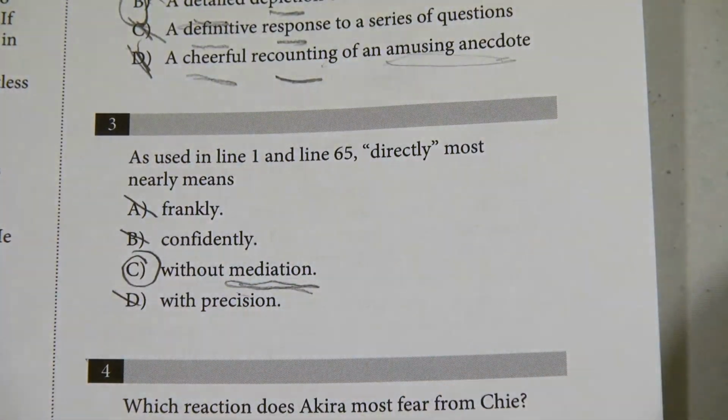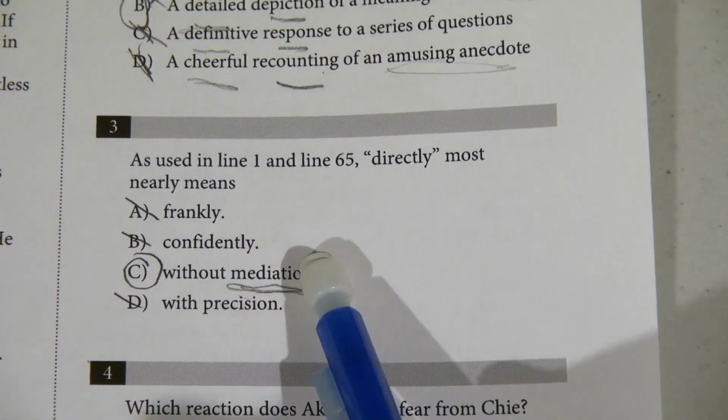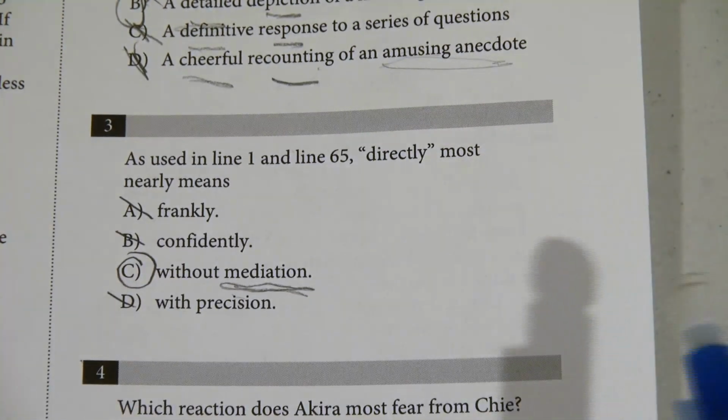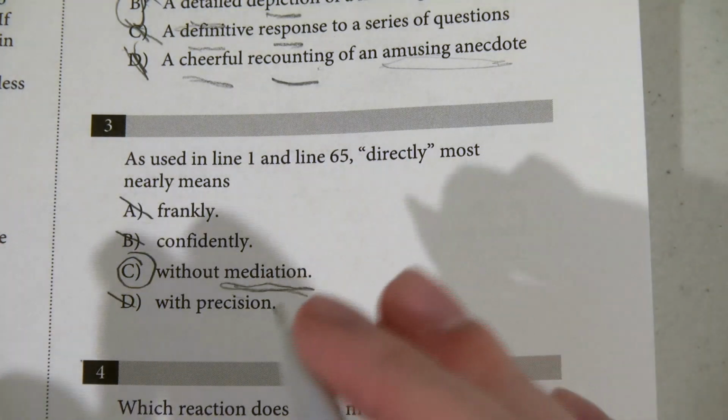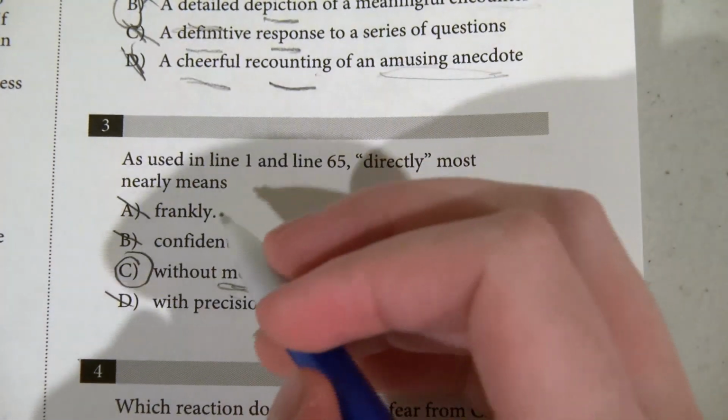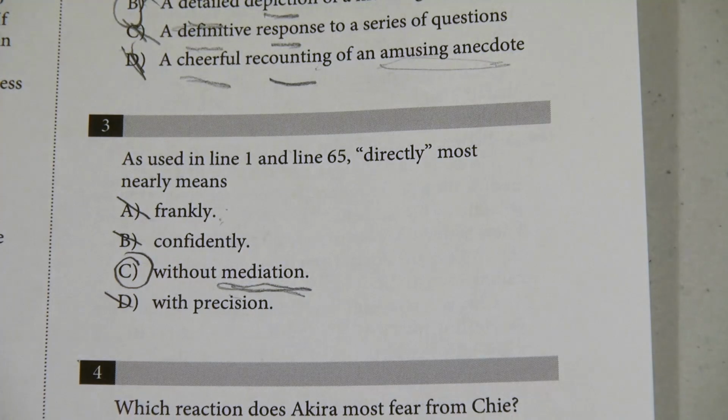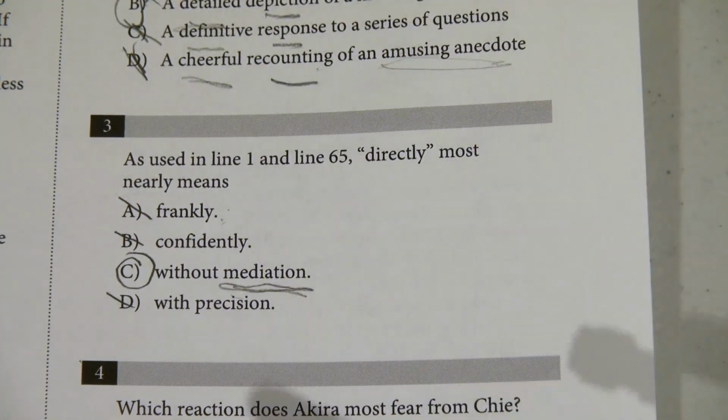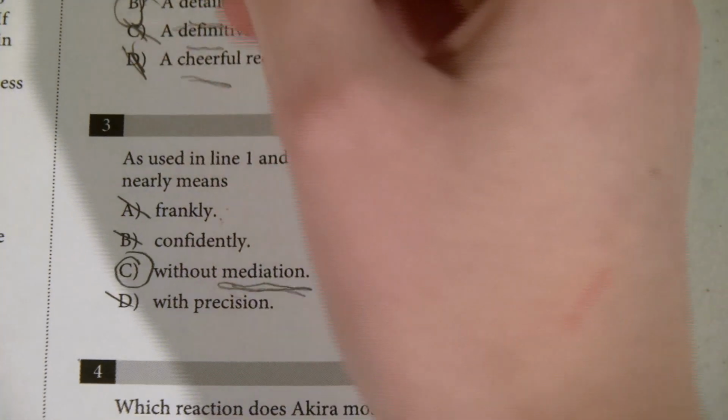So definitely C here. I actually got this one wrong on the first test because I misread the word mediation as meditation, which, again, shows it's really important that you're careful when you read this. Frankly kind of works if you're not paying close enough attention. If you're questioning one of your choices, make sure to read through all the choices again to make sure you didn't miss anything, because it's really easy to do.